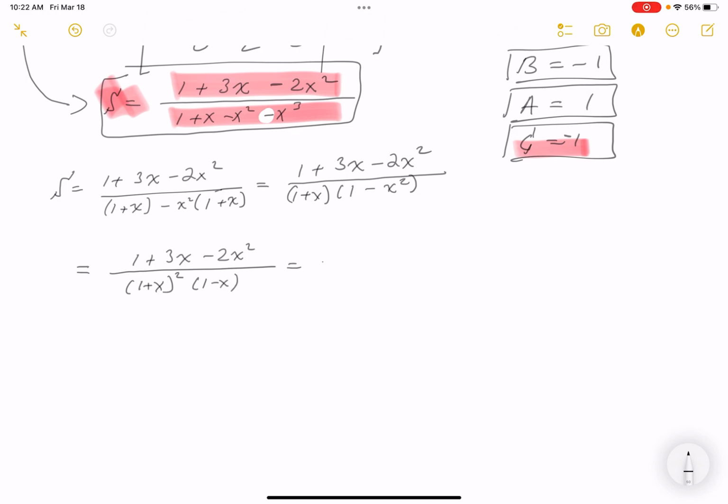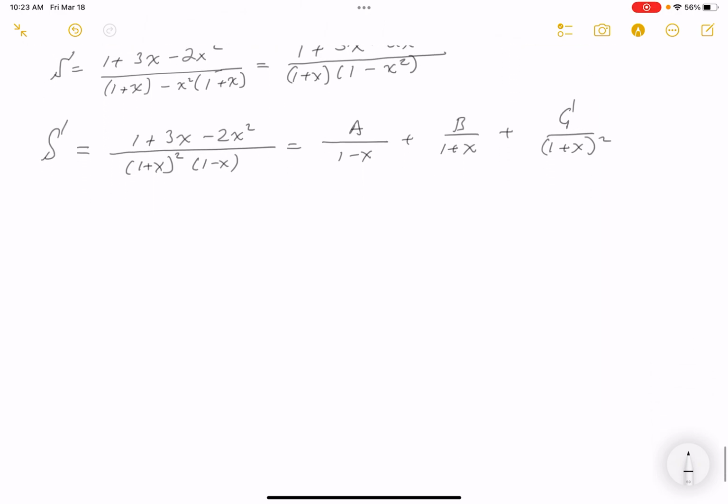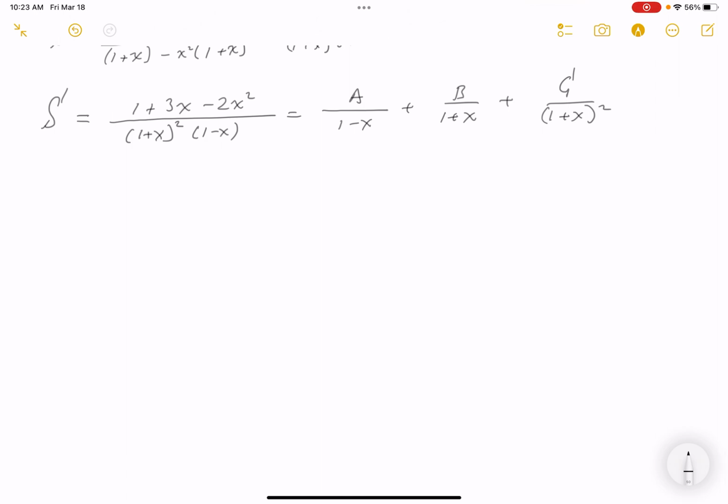Now I'm going to write my partial fractions down. Relatively simple to do. It's going to be a over 1 minus x plus b over 1 plus x plus c over 1 plus x quantity squared. All right? This is still S. And I need to write this down now, don't I? So I'm going to multiply both sides by the LCD. 1 plus 3x minus 2x squared, and you're going to get a times 1 plus x squared plus b times 1 minus x times 1 plus x plus c times 1 minus x.